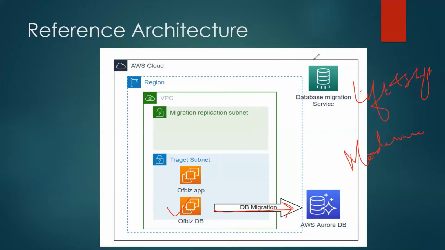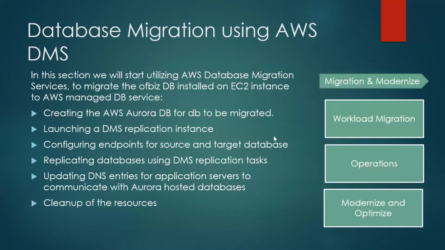In this practical, I'm going to cover these things, and you will get to know what all steps are there. So far we have migrated the workload. As a part of modernize and optimize, we are performing this practical. In this, we will create an Aurora database as the target for the source database to be migrated, on which we will migrate the OfBiz DB to Aurora DB.